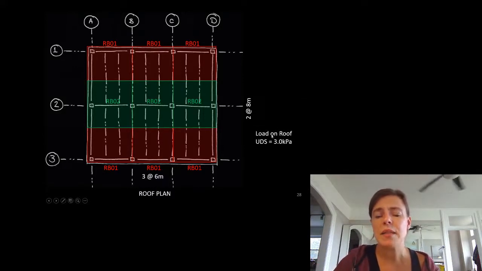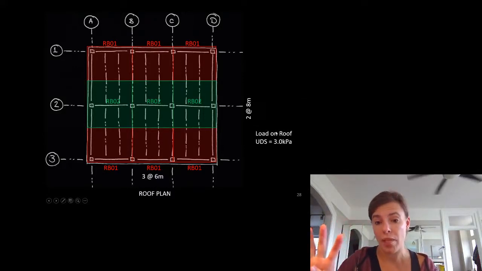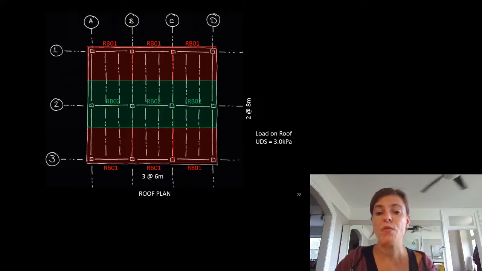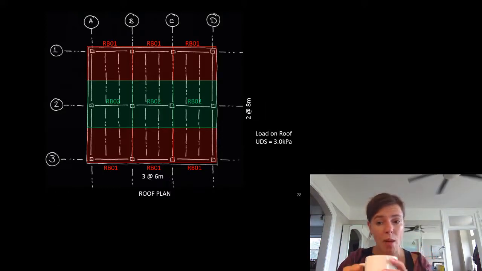roughly 29 to 30 elements, and we only had to design 4 things to complete that design. So finding these patterns can be really helpful as well.